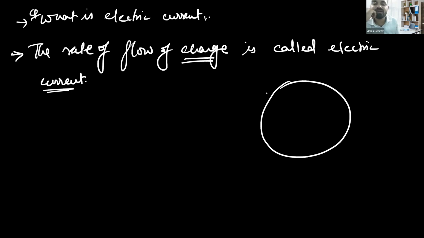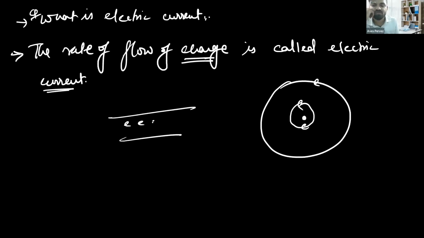An atom consists of a positively charged nucleus and negatively charged electrons. Electrons have charge, and when electrons flow, electric current is produced. The rate means divided by time. The rate of flow of charge is called electric current.